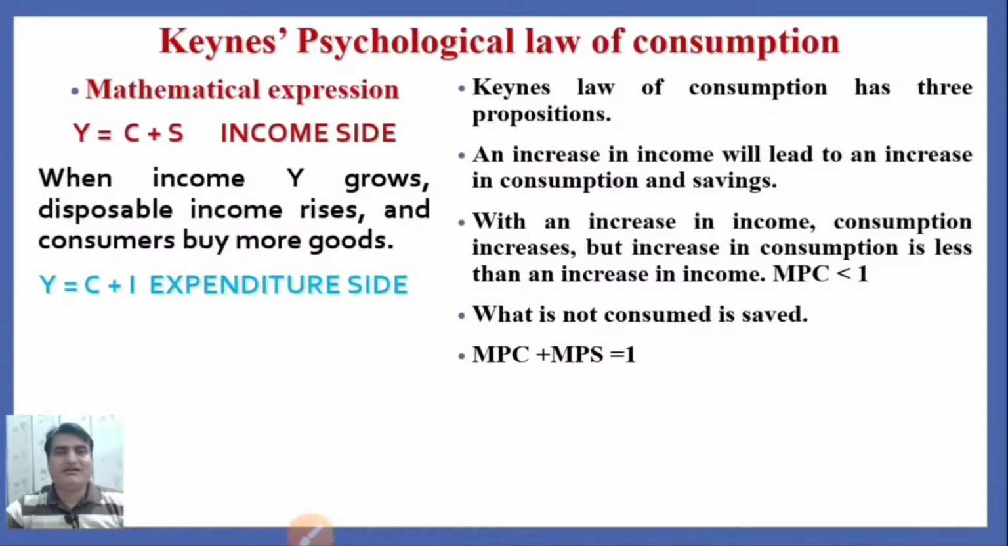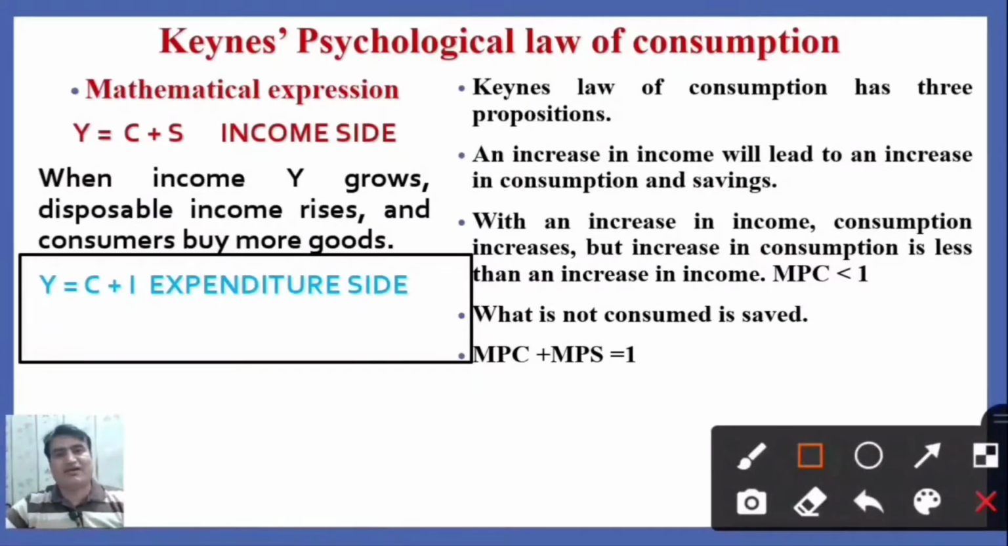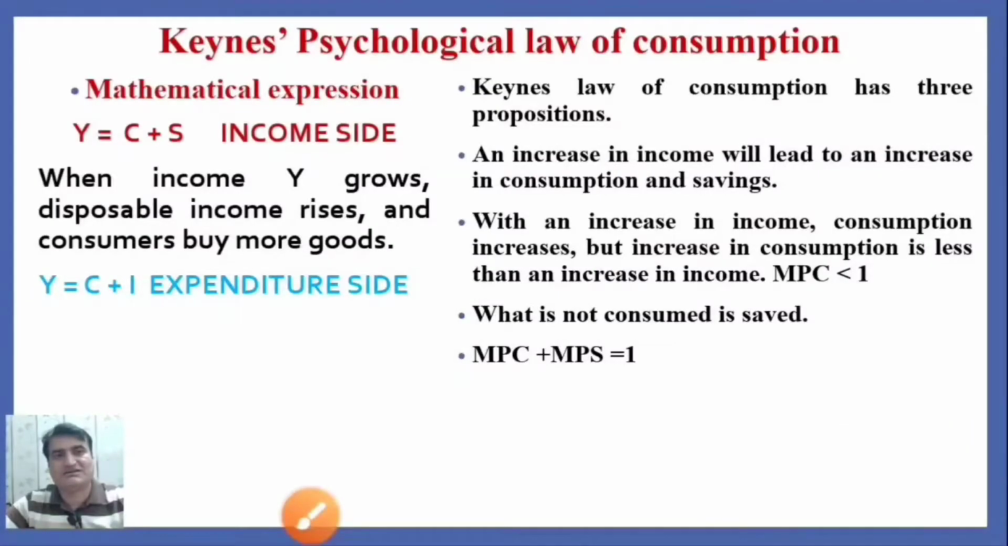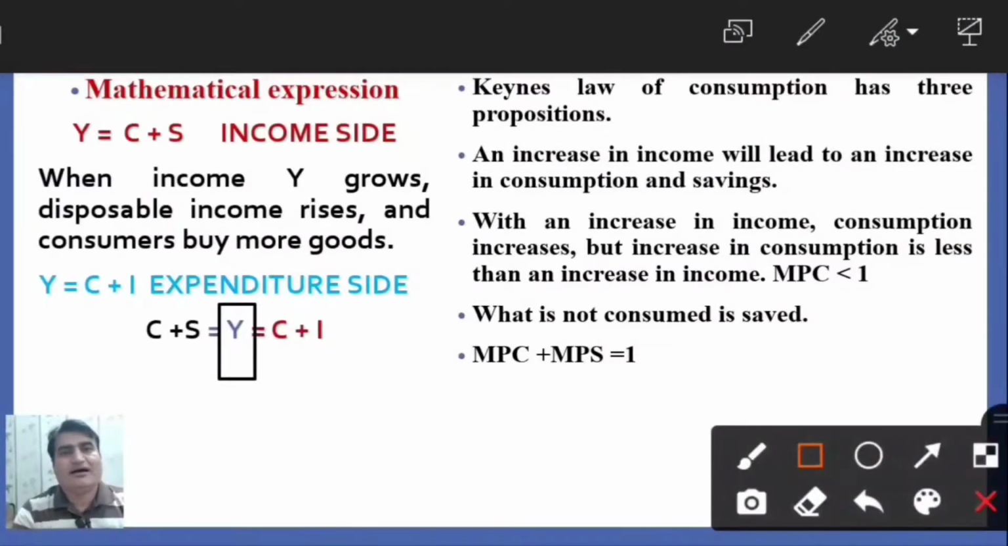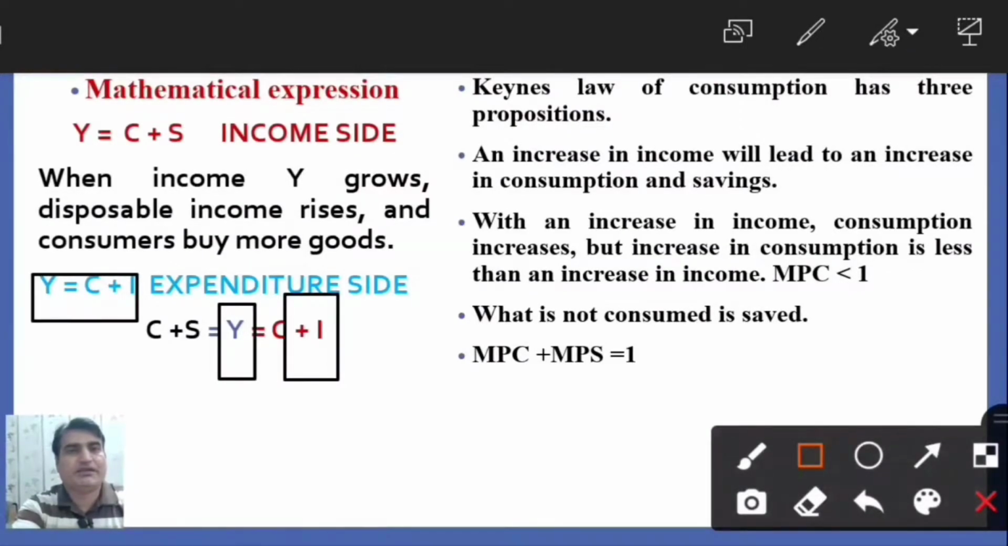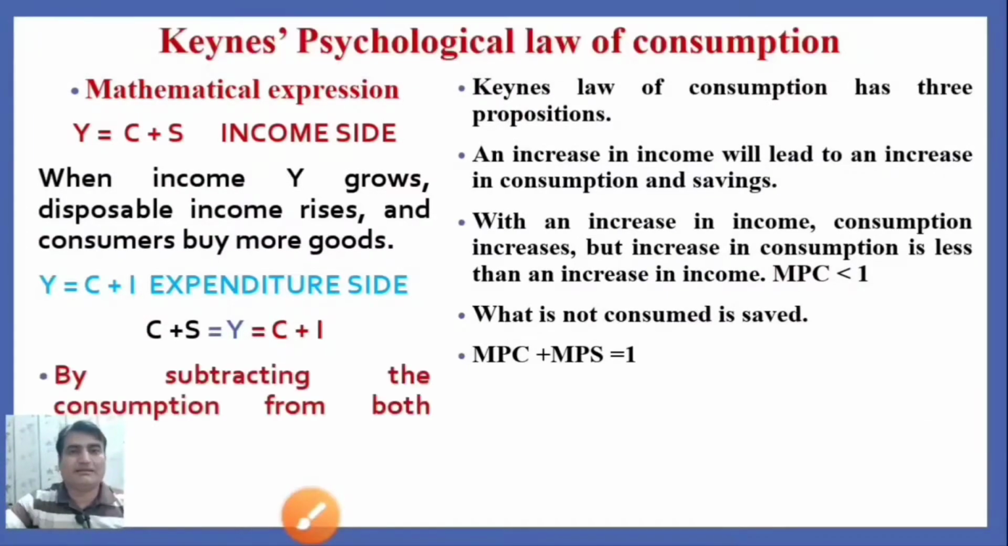From the expenditure side, consumption plus investment is equal to output or real GDP or national income. This is the output or GDP. Income is equal to consumption plus investment. This is from the expenditure side, as we found in this equation. Or the income is equal to consumption plus saving. By subtracting the consumption from both sides, saving must be equal to investment.